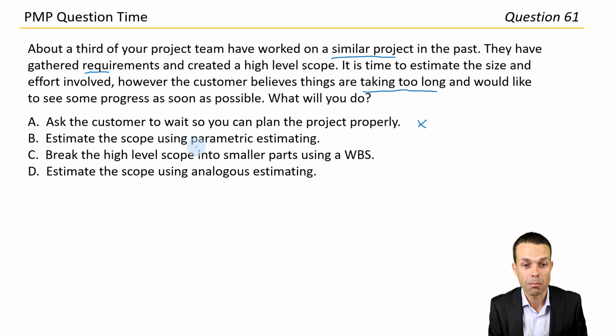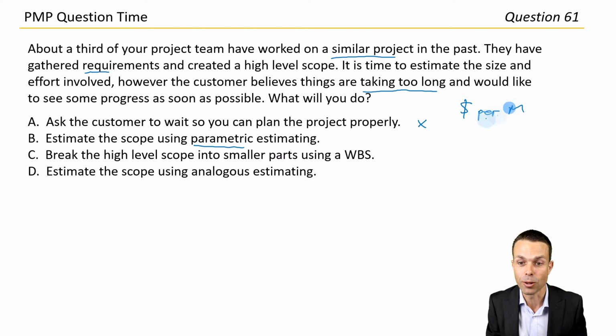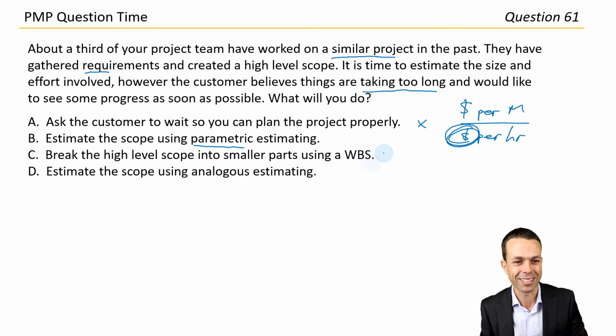Estimate the scope using parametric estimating. Parametric estimating is when we're using a parameter. So, dollars per meter, for example, or dollars per hour, for example. So that's our parameter. And if we've got $100 per hour and we've got 100 hours, then we know we've got X amount of dollars that we need to support here. And my maths is not that good, so I can't figure that out off the top of my head, but you get the idea, I hope. And in the exam, you will have a small calculator, so that will help as well for stuff like that, if you really need it.